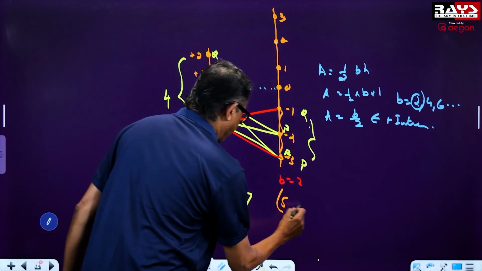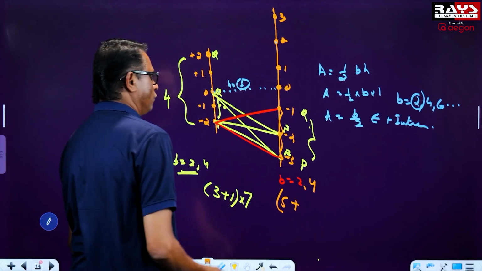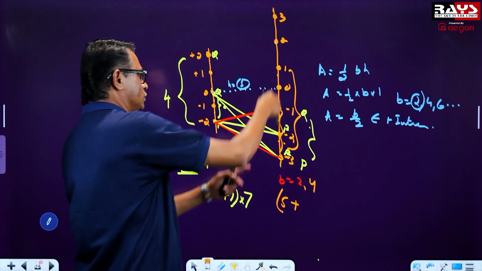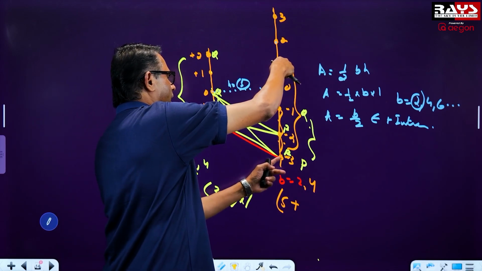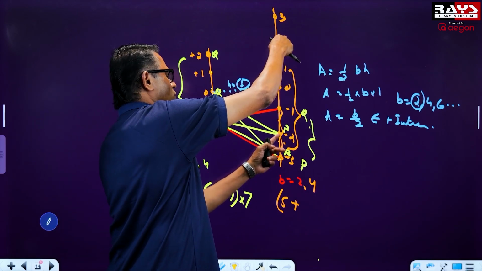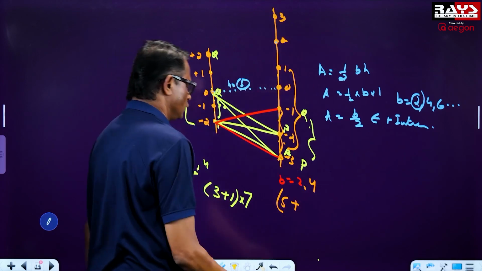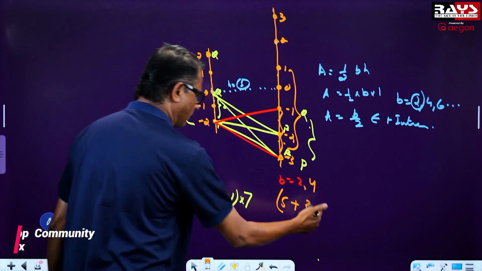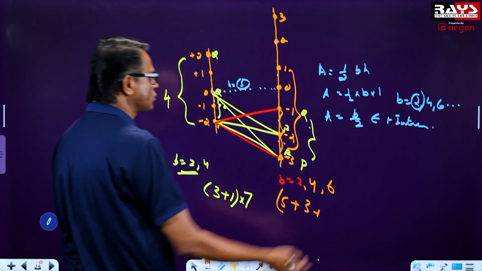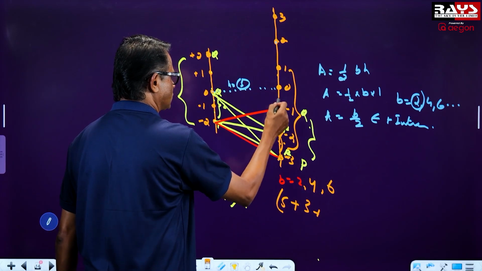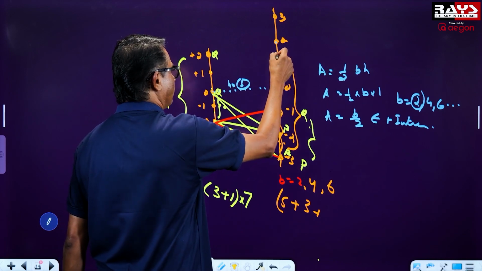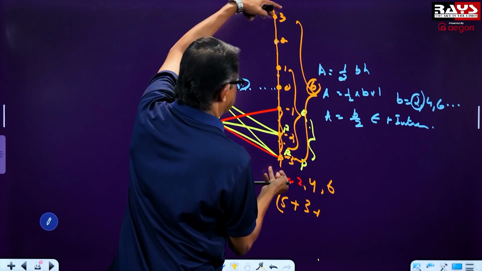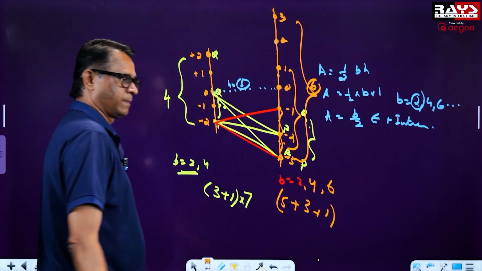5 plus, now if b is equal to 4. 4 means 1, 2, 3, 4, this is the distance 4. So one case will be here. Again jump 1, so 2. Again jump 1, 3. So 5 plus 3. It will be odd numbers: 3 plus 1, then 5 plus 3. Now b can be 6 also. 6 means 1 plus 1, 2 plus 1, 3 plus 1, 4 plus 1, 5 plus 1, 6. There is only one case, the distance is 6.